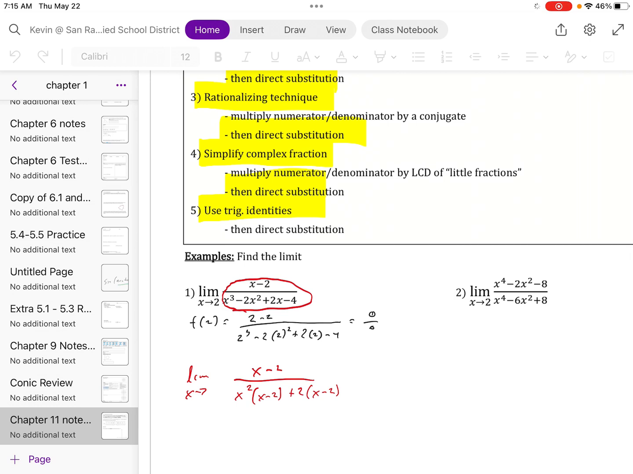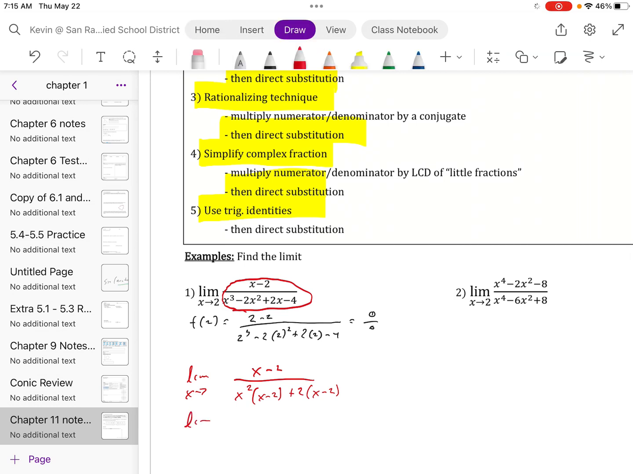Okay, so we have the limit as x approaches 2. We have x minus 2 on top. We have x squared plus 2 on bottom, and x minus 2 on top. So these two, x minus 2, they cancel out. So that leaves us with 1 over x squared plus 2.